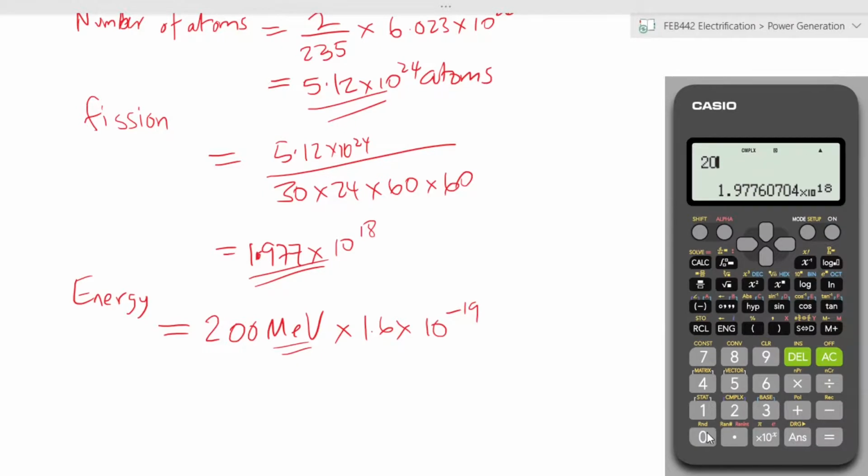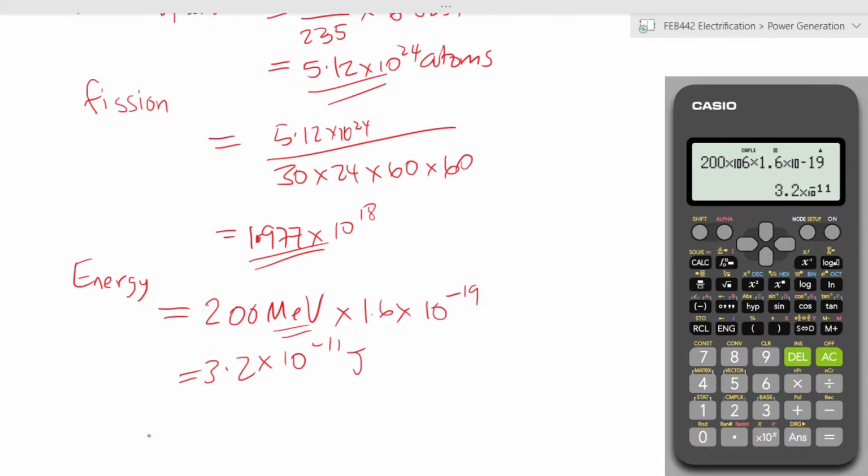So 200, that is mega, times 1.6 exponential minus 19 joules. That gives us 3.2 times 10 to the power minus 11. In each of these fissions, we have that amount of energy being generated.